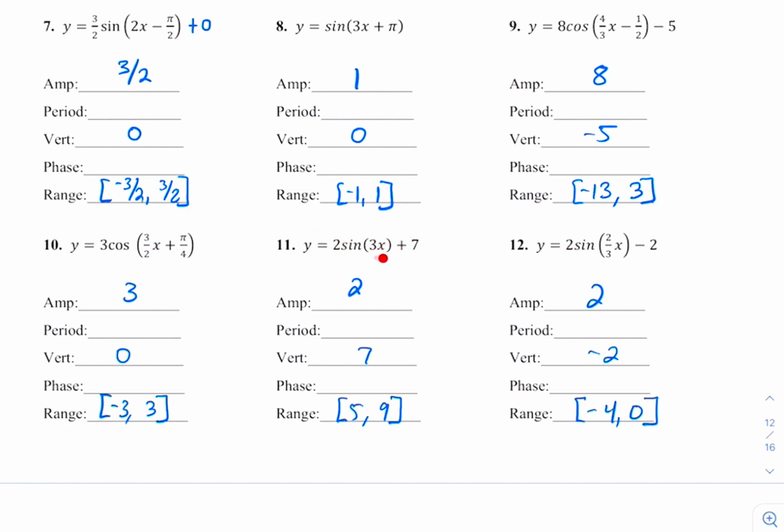So again, I don't have anything being added or subtracted on the inside here. So that means that I can just assume that it's 0. So my phase shift is 0 for this one and for the next one, since I don't have anything being added or subtracted in there.